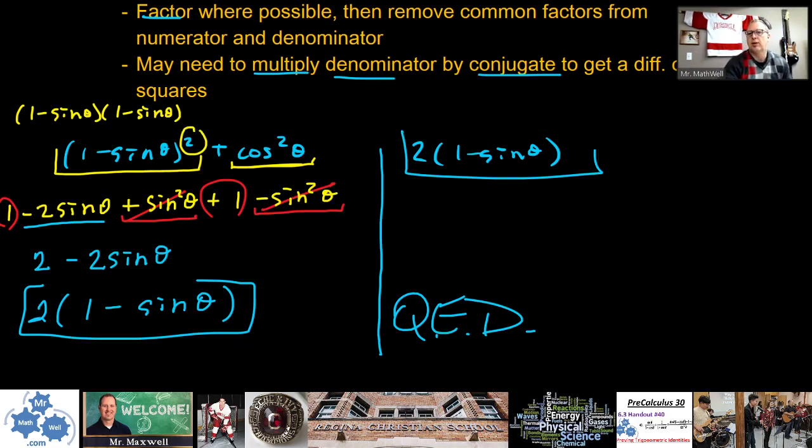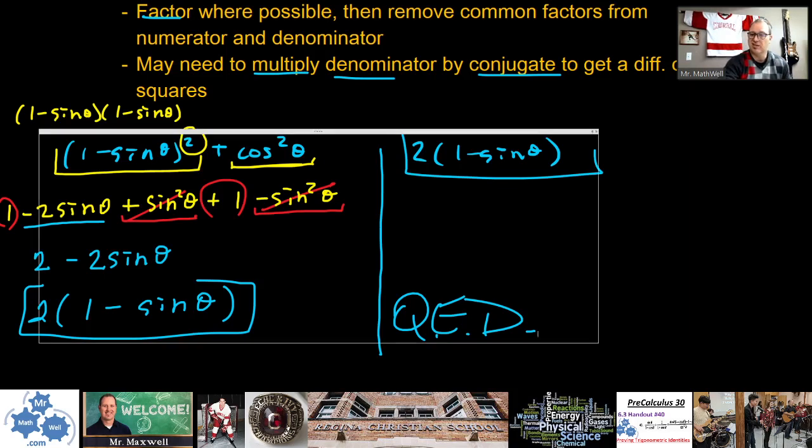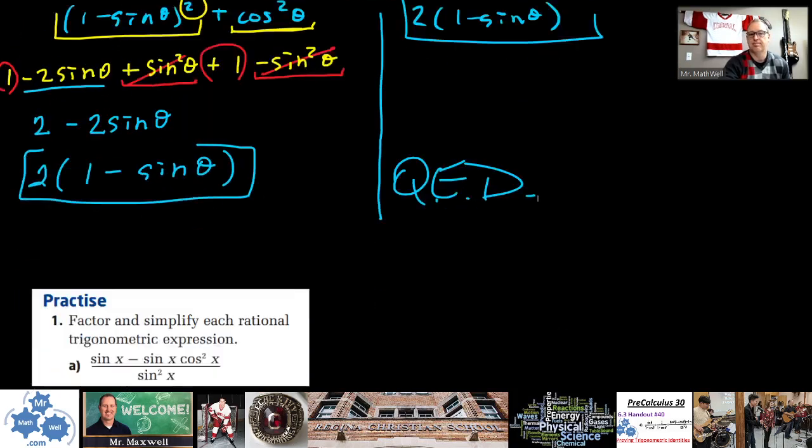So you're trying to make it look a little different, right? That's all you're trying to do. You're not changing the nature of the side. You're just trying to make it look different. So now I can say that this original, the left side here, is actually the same as the right side, or it's an identity for all possible values of theta.